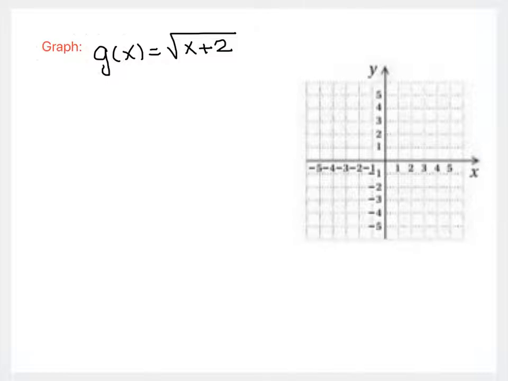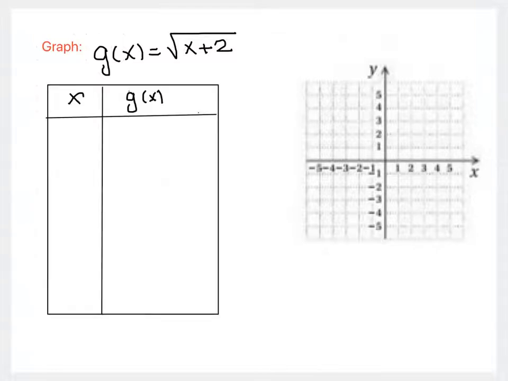How to graph a radical function? Graph g of x equals radical x plus 2. As we know, the easiest way to graph any function is to make a table. So let us make a table. Here x, g of x, and let us take values for x starting from negative 2.